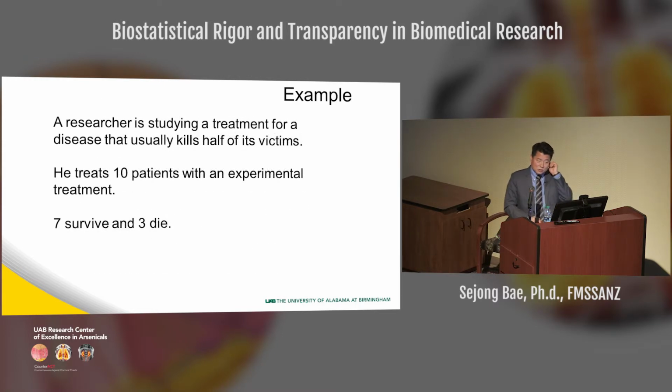So we're going to look at one example, like tossing a coin. A researcher is studying a treatment for a disease that usually kills half of its victims, so about 50%. And he treats 10 patients with an experimental treatment, and 7 survive and 3 die. So then 70% based on the sample size of 10. Is this good enough evidence to move forward?